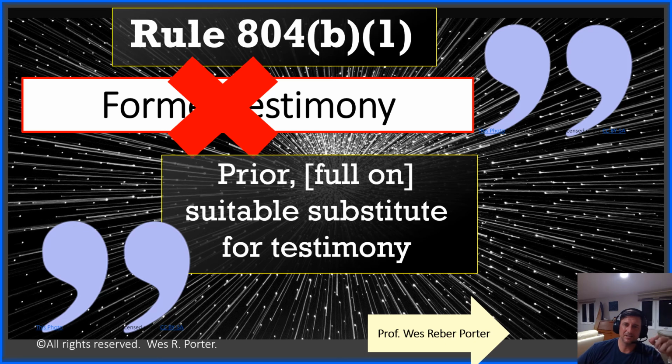So instead of just former testimony, which a lot of things qualify as former testimony, it's got to be this big suitable substitute, this full-on suitable substitute that can be plucked out of some prior proceeding and placed into this trial as if it happened live and in color. So former testimony is a little too narrow and something more. Visit my video having to do with the ICE analogy of what we can do with prior statements.